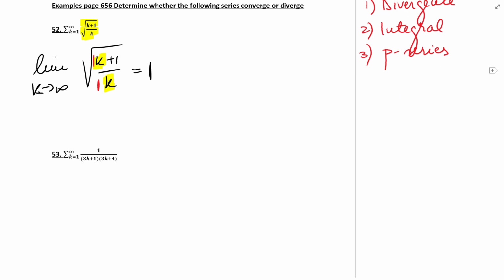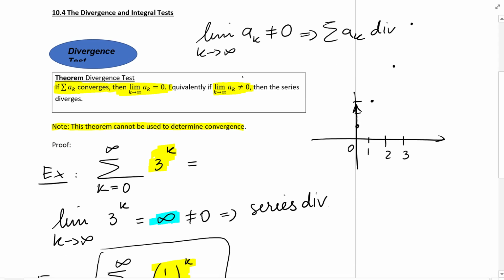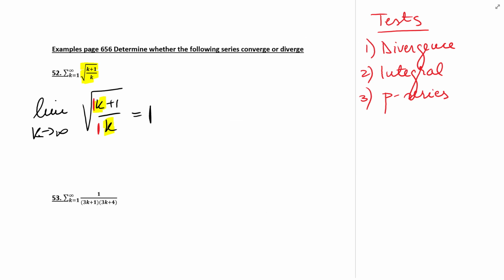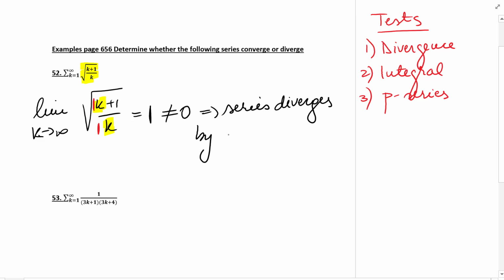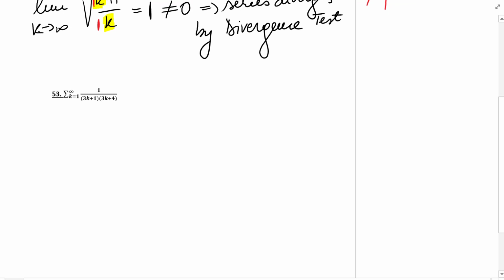The divergence test says that if you calculate the limit and the limit is not equal to 0, then the series diverges. So in our case, it is not equal to 0, and we can say the series diverges by the divergence test. Make sure when you're doing this on a test that you write it this way, so that I know which method you used.